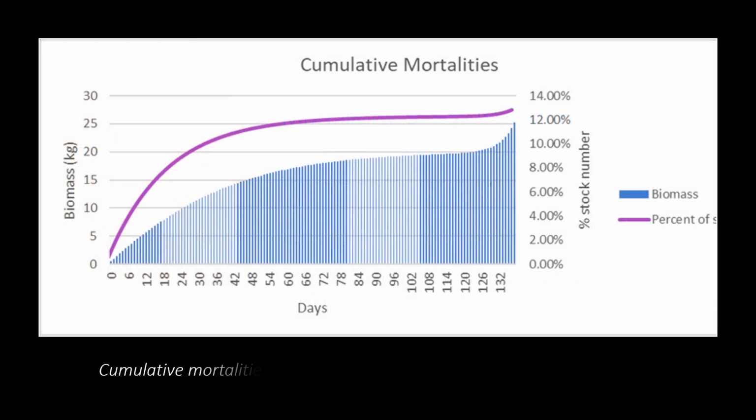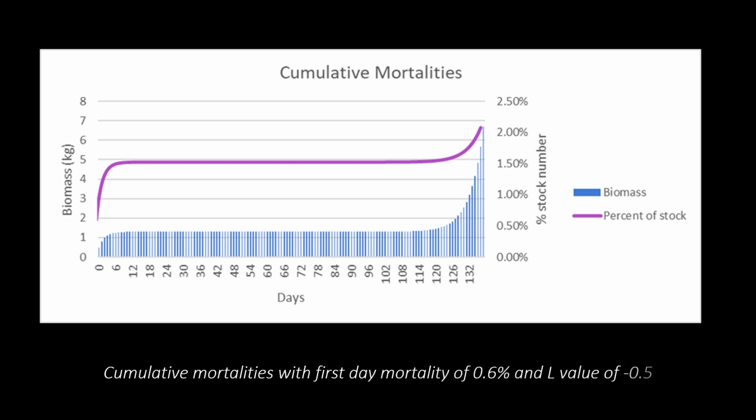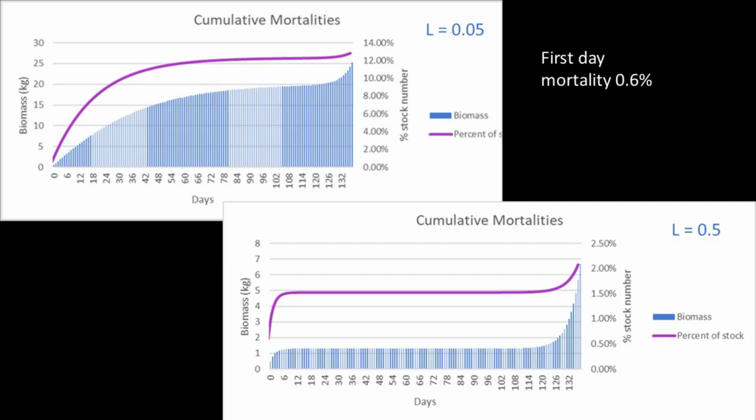We can see here the impact of changing the L value from minus 0.05 to minus 0.5, assuming first day mortality of 0.6% of the stocked fish. It can be seen that the more negative values steepen the mortality curve, so the daily rate reduces at a greater rate, resulting in far fewer mortalities overall. The suggested initial values for first day mortalities and L are 0.6% and minus 0.15 respectively.